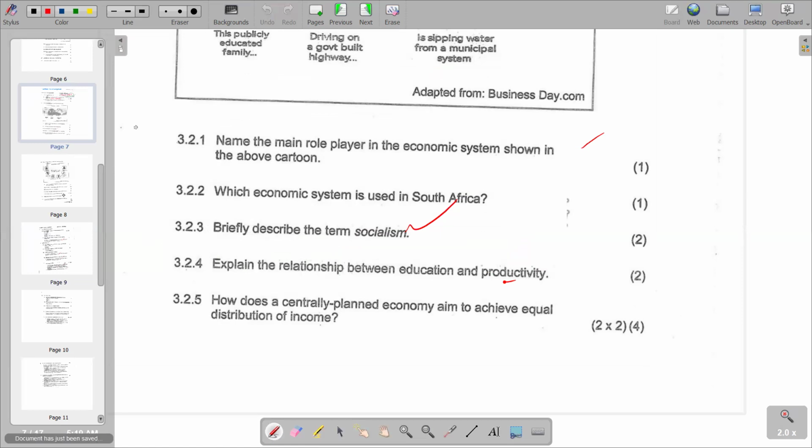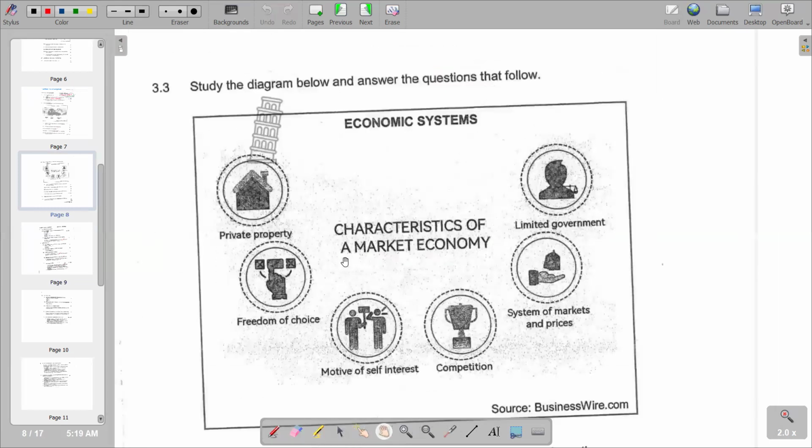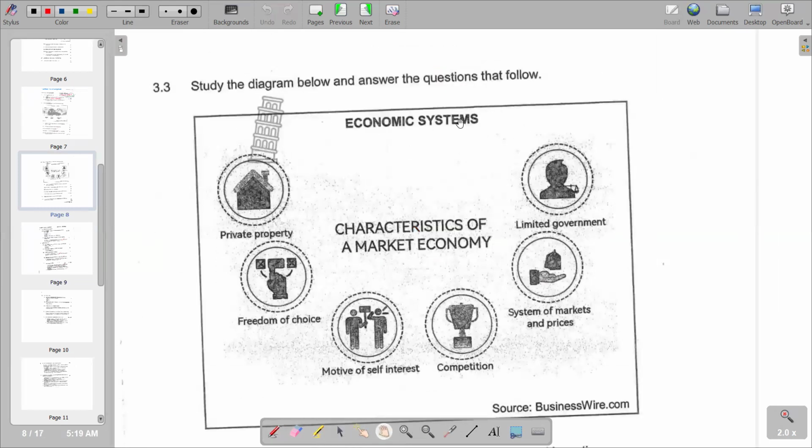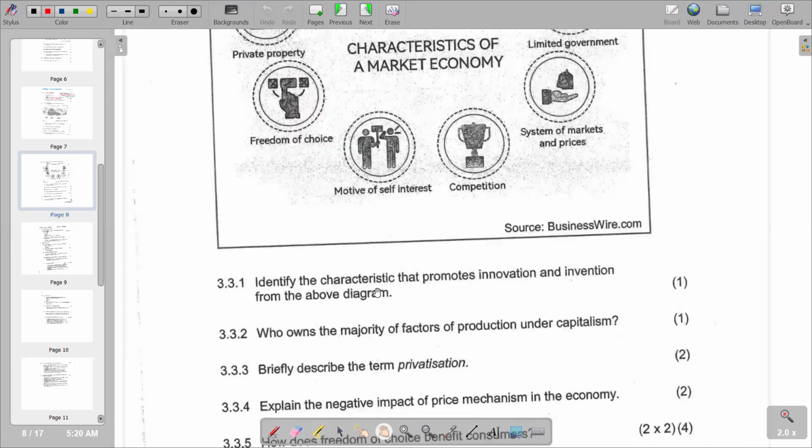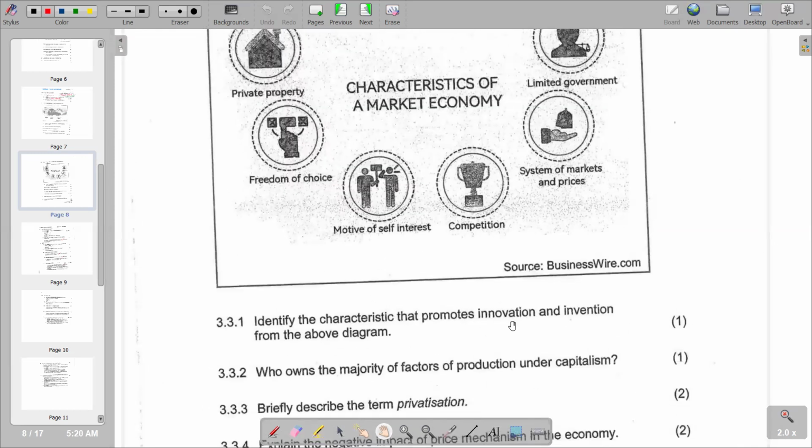Then we go to the next part of our question, which is now 3.3. It reads, study the diagram below and answer the questions that follow. We are given a diagram of an economic system where we have private property, freedom of choice, profit motive, competition, system of markets and prices, and limited government. These are the characteristics of a market economy. Beneath that, the question asks us to identify the characteristic that promotes innovation from the above diagram. Obviously, competition is the one that promotes innovation. So our response is competition.